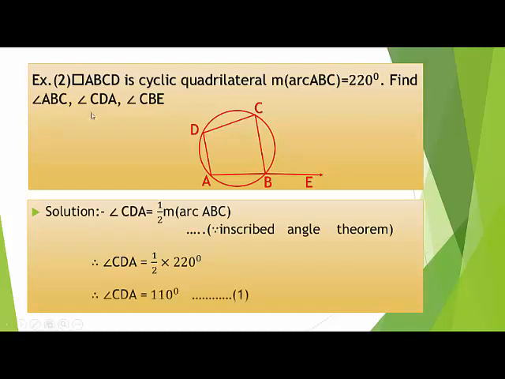Angle CDA is equal to 1/2 major arc ABC because of the inscribed angle theorem. Therefore, put in the value of major arc ABC. We get angle CDA is equal to 1/2 times 220 degrees. By simplifying this, angle CDA is equal to 110 degrees. This is equation number 1.